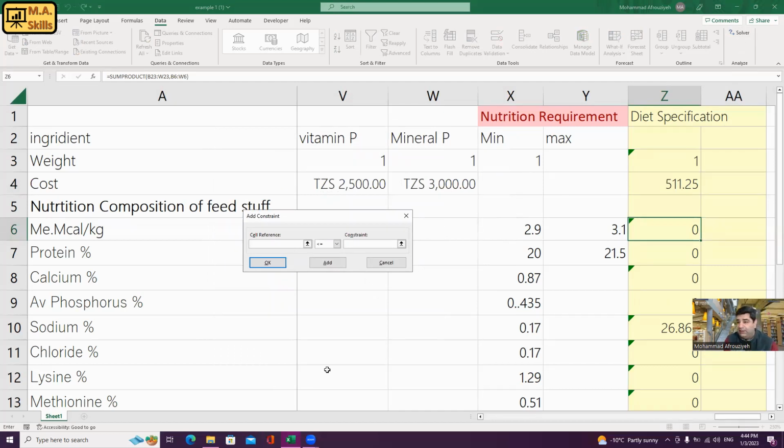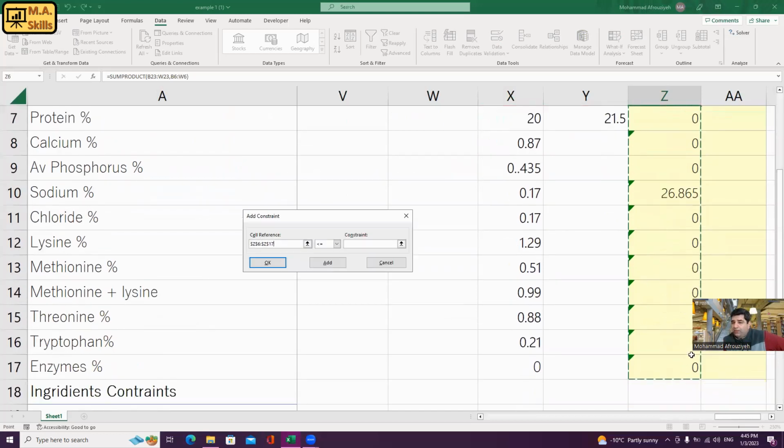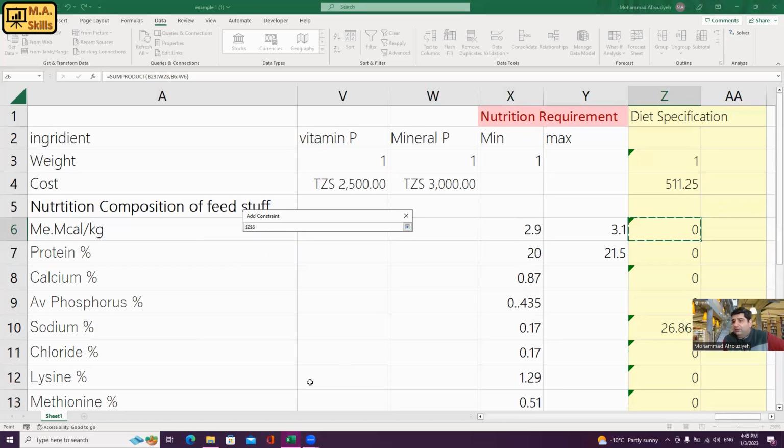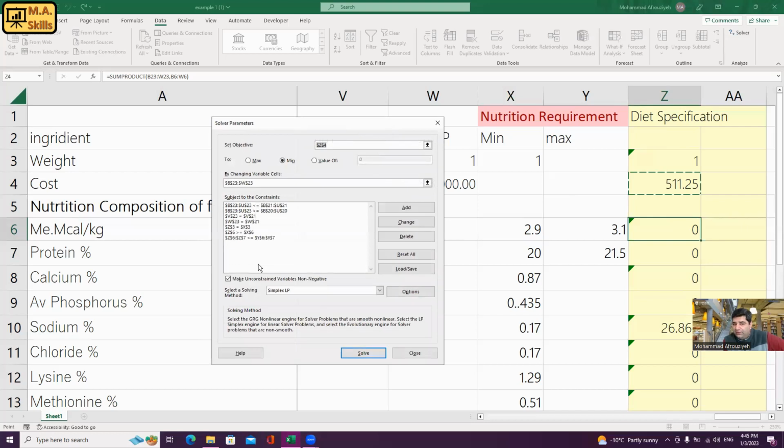Here is what's really important. Instead of putting all the cells from Z6 to Z17 in the cell reference and all the cells from X6 to X17 in the constraint cells, which was already in that format, I am going to put each cell separately. See, I'm going to say Z6 should be greater than X6. I'm going to press OK. So I added one constraint.